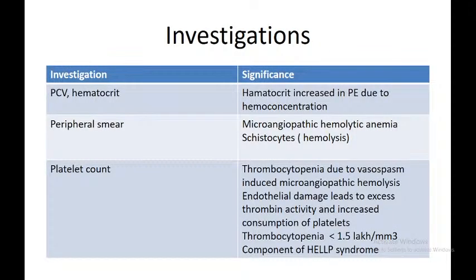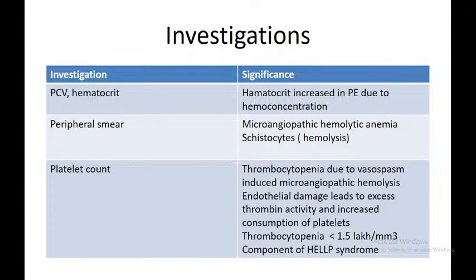So coming to the investigation, having diagnosed this condition and having admitted the patient, what are the various investigations that these women need and what is their significance? We need to always do a full blood count, and PCV hematocrit is very important because the hematocrit is increased in this condition due to hemoconcentration.